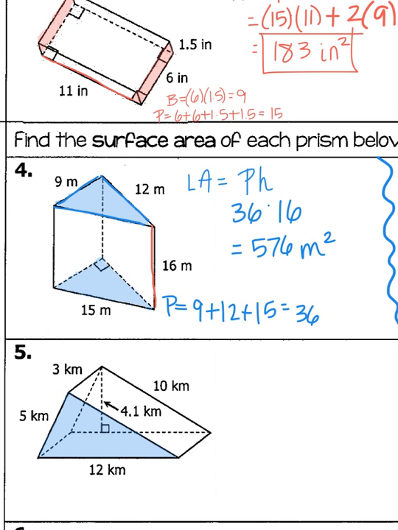Okay, so remember that this is my lateral area. Lateral area is everything but the bases. So a good question might be, well, can't you just get the area of the 3 rectangles and add those 3 together? Yes, you can, and you still get 576.